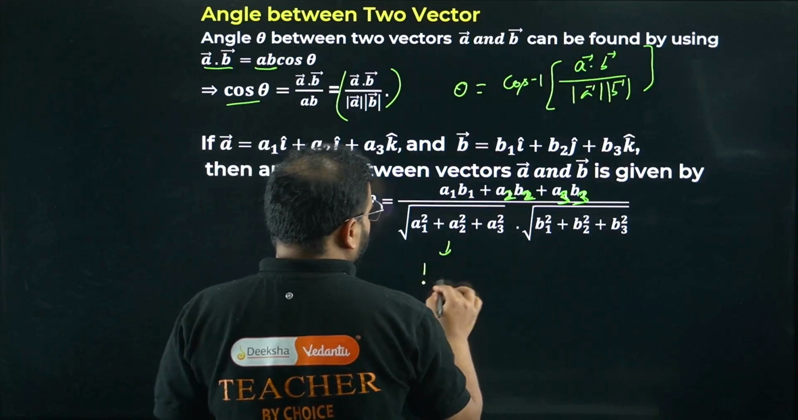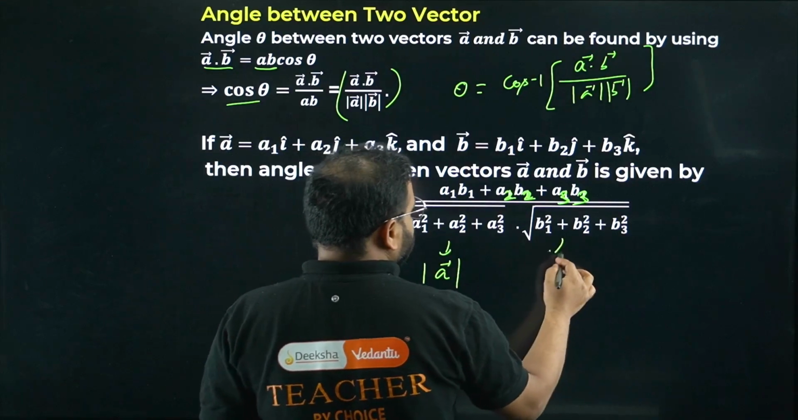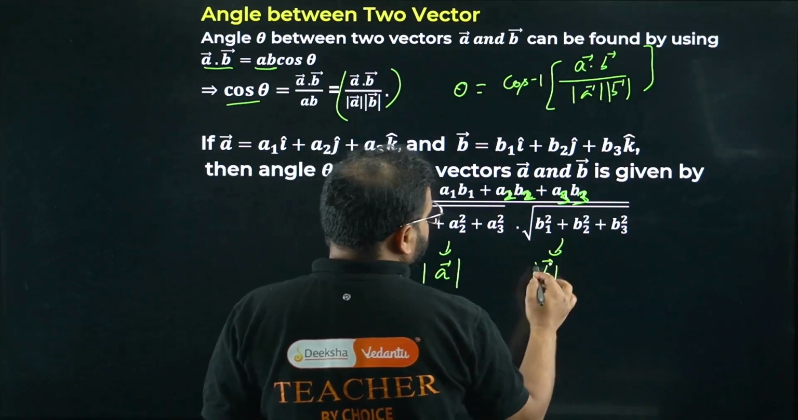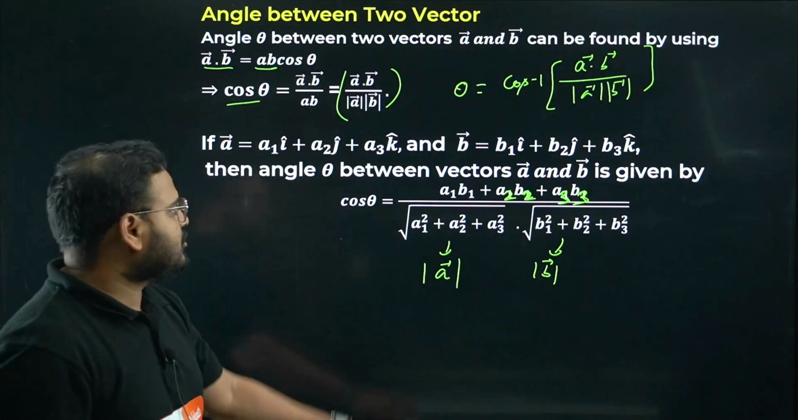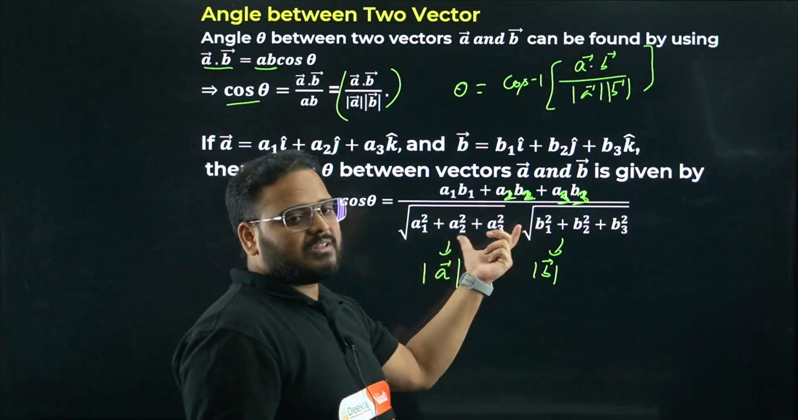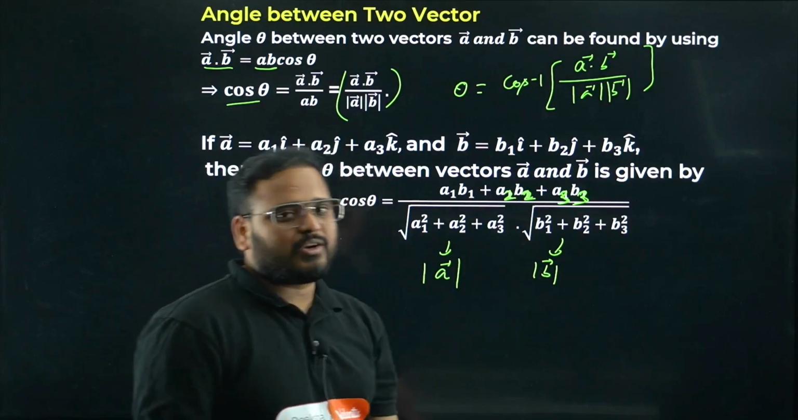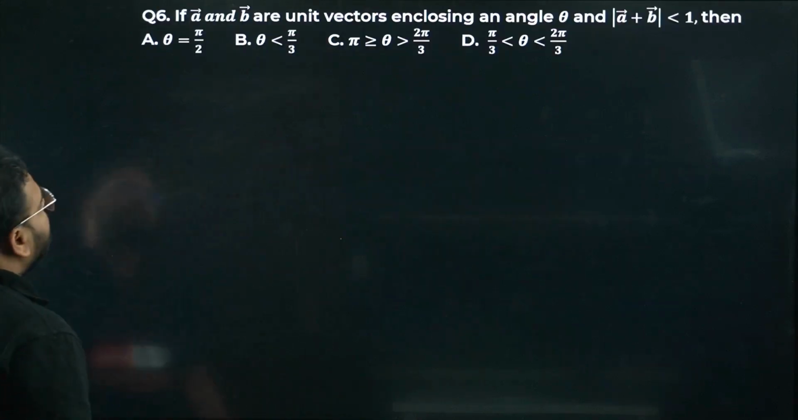Nothing but mod of A, and this part is mod of B. Simple. It is the same thing, but in this case we have written it with the help of rectangular components. That's all. So question number 6 now.